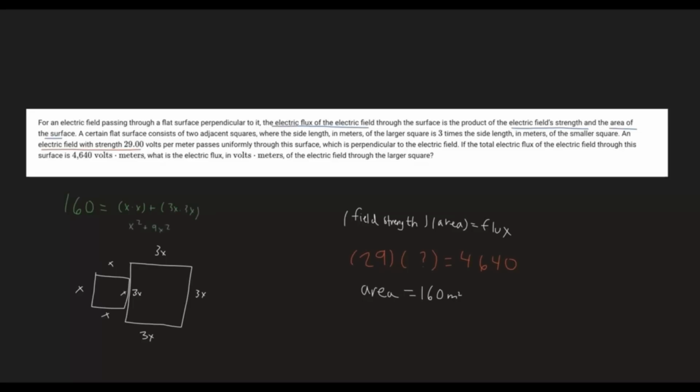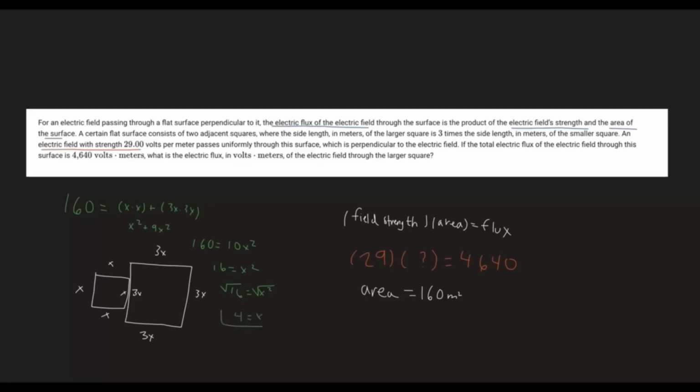So those are like terms, right? So x squared plus 9x squared is going to give us 10x squared. So now we have 10x squared equals 160, right? So we can divide both sides by 10. We get 16 equals x squared. And then we can just take the square root of both sides. We're going to take the principal square root, so that's just going to be positive 4 equals x.